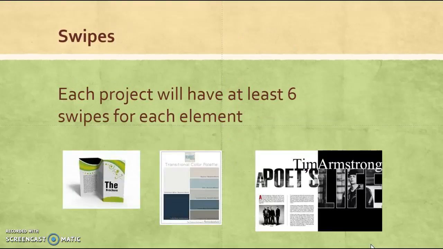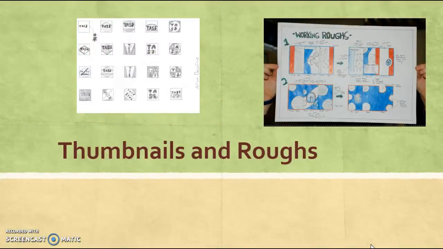Be sure to include swipes. Each project will have at least 6 swipes for each element. Your creative brief will contain either scanned or photos of your thumbnails and rough stages. This helps to show how your designs have matured throughout the design process.